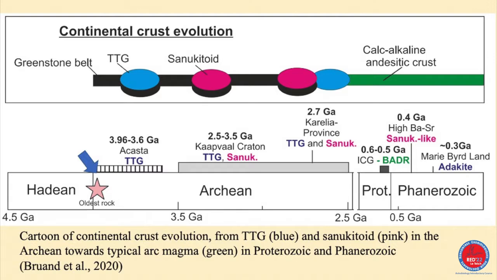But immediately after, the next item is TTGs. And TTGs, tonalite, trondhjemite, granodiorite, these are silica-rich rocks. And the next item, of course, again a silica-rich rock. Sanukitoid is a granitoid and rich in magnesium. And why are the silica-rich rocks so important for us? Because they are able to stabilize the first terrains on Earth.